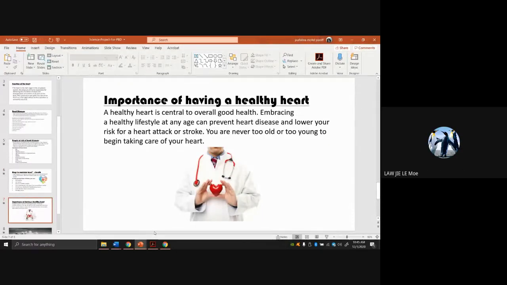Importance of having a healthy heart. A healthy heart is central to overall good health. Embracing a healthy lifestyle at any age can prevent heart disease and lower your risk of a heart attack or stroke. You are never too old or too young to begin taking care of your heart.